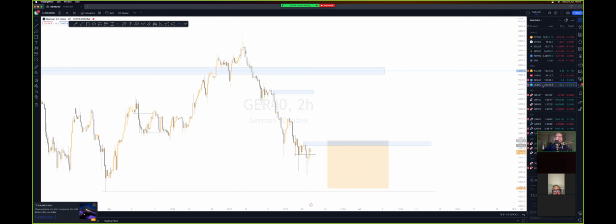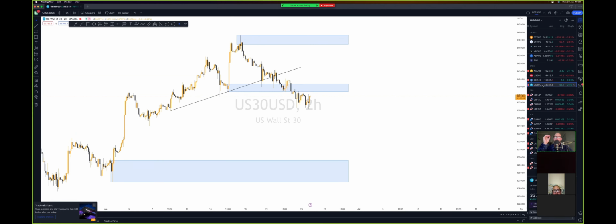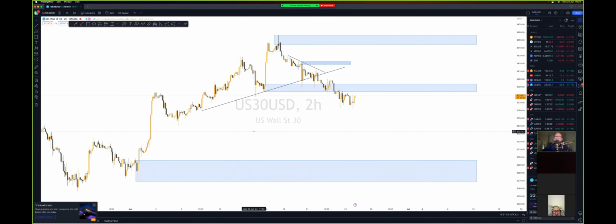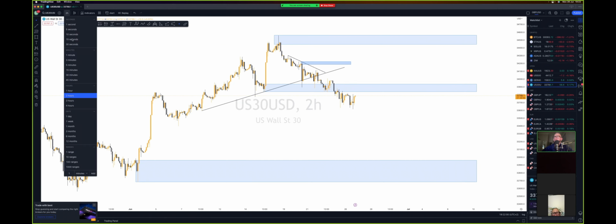Let's look at US30 real quick. I'm not looking at too many Forex pairs, like currency pairs, mostly CFDs, and then I'll look at a couple of Forex pairs for this one. So US30 on the 2 hours. I'm just quickly going to head out.